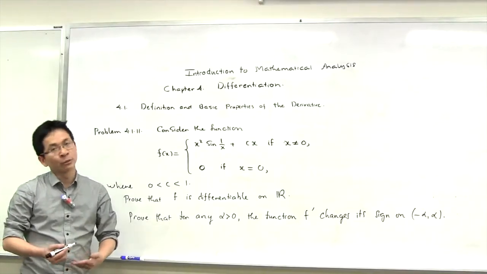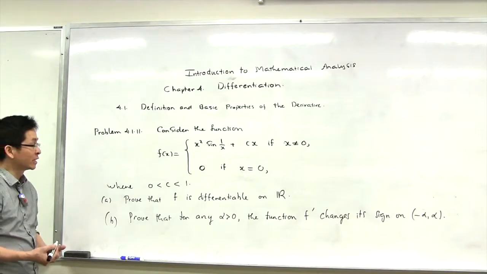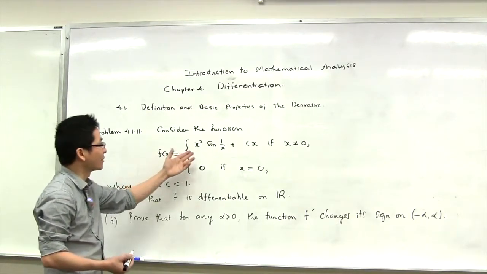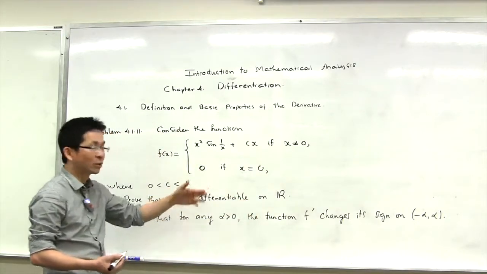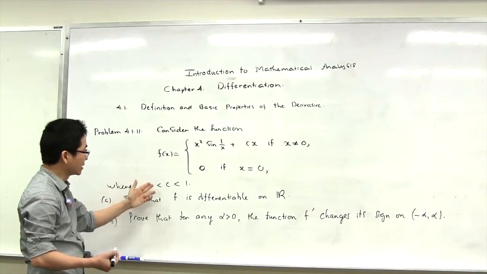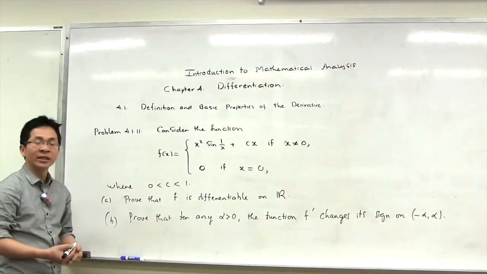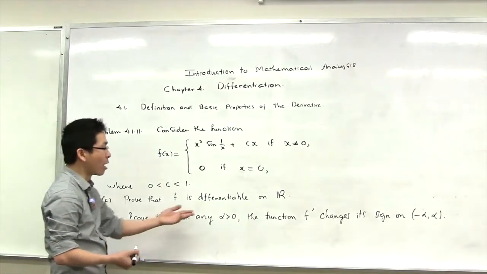In this video, we are going to work on problem 4.1.11 from the textbook. Consider the function given by f of x is x squared times sine of 1 over x plus cx if x is not 0 and 0 if x is equal to 0, where c is a constant that is greater than 0 and less than 1. And in the first part of the problem, we have to prove that f is differentiable on R.